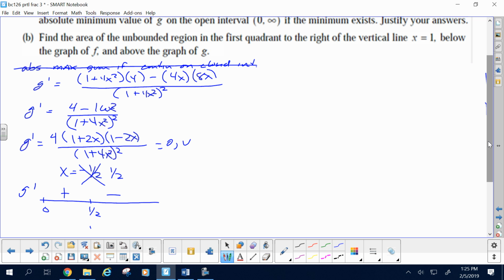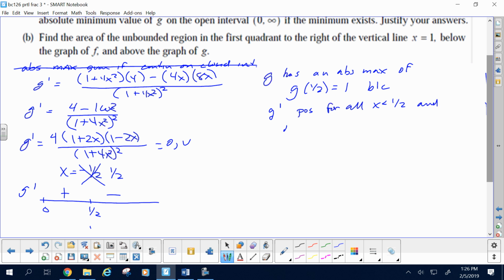It's an absolute max. Now, you would actually have to be very thorough to say that. If you said g has an absolute max of g of 1/2 equals 1, I think it is, because g prime is positive for all x less than 1/2 and negative for all x greater than 1/2, you'd be on the right track, but there would still be a hole in your argument.